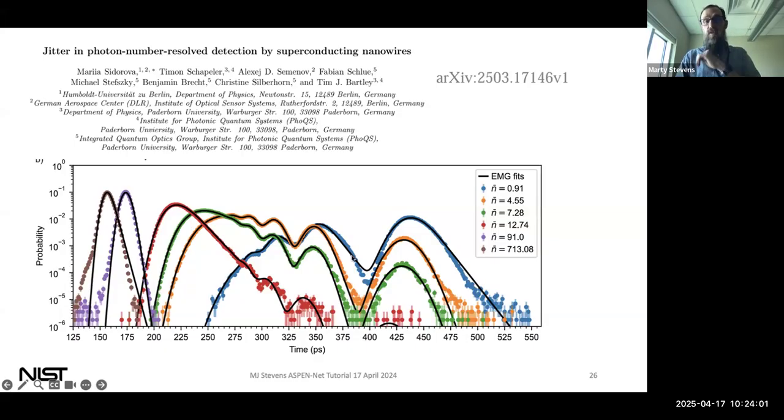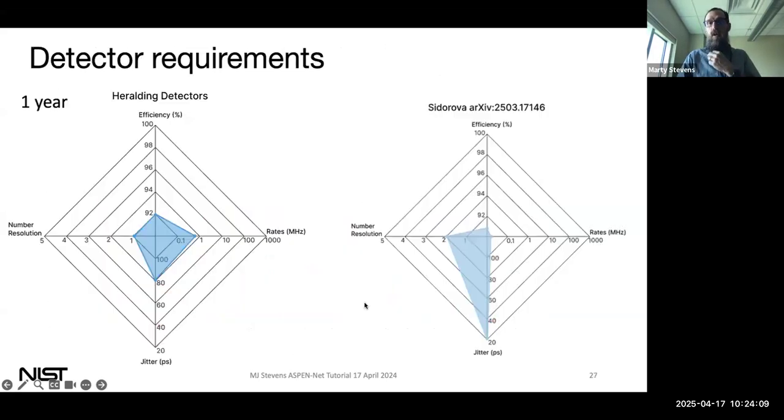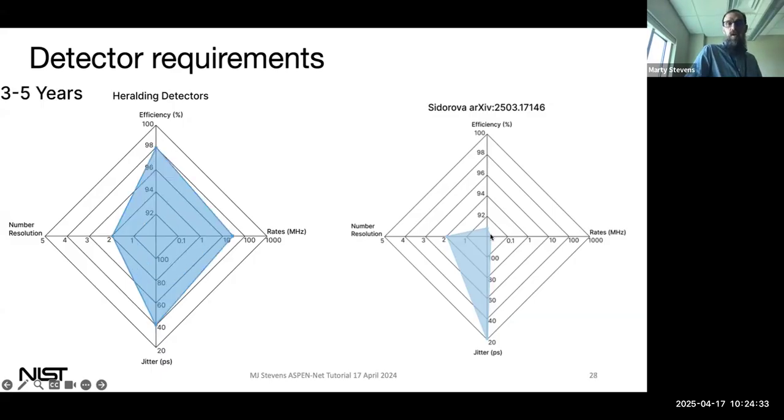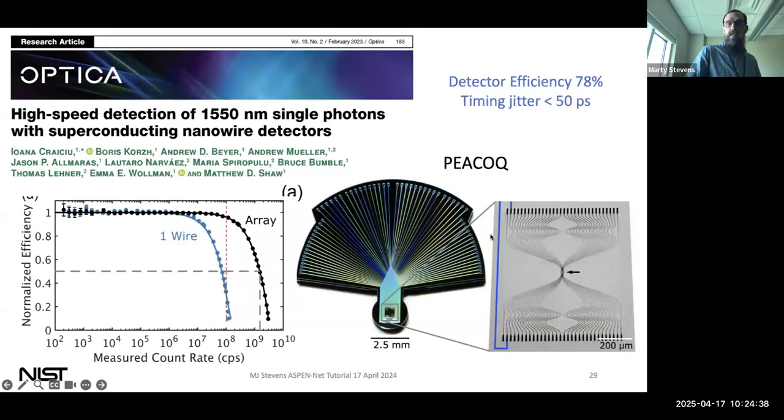One of the impressive things about this was it's a pretty high efficiency, like 91% efficiency. And I'll just remind you, this is a log scale, so you can draw a line here and very nicely distinguish 1 from multi-photon events. So let's see how this one stacks up to our requirements. The 1 year targets, we're pretty close. That's pretty close on efficiency. Certainly jitter and number resolution even exceed what we have now. But as I pointed out, the rates of these kinds of schemes right now are still pretty low. And in 3 to 5 years, it's going to really need to be scaled up, with higher efficiency and higher rates.